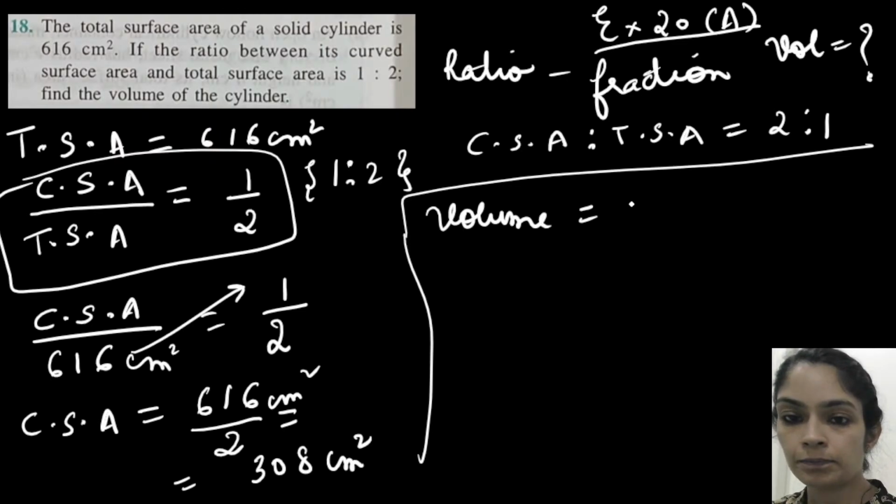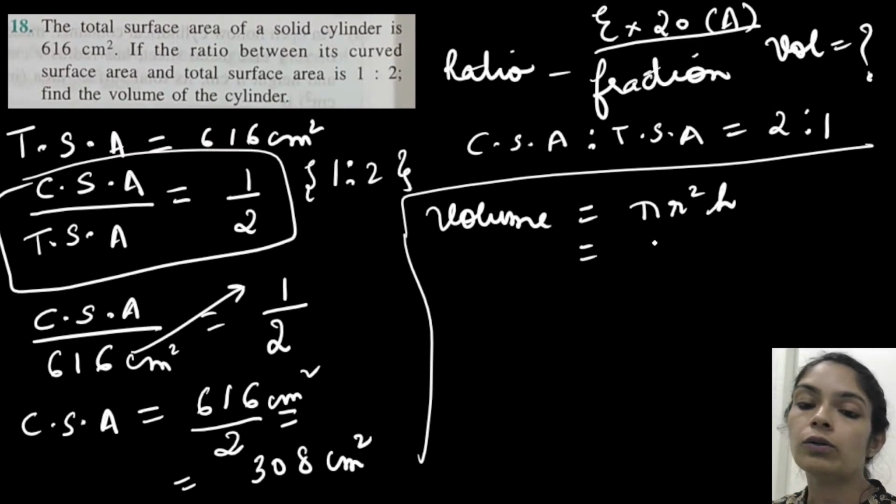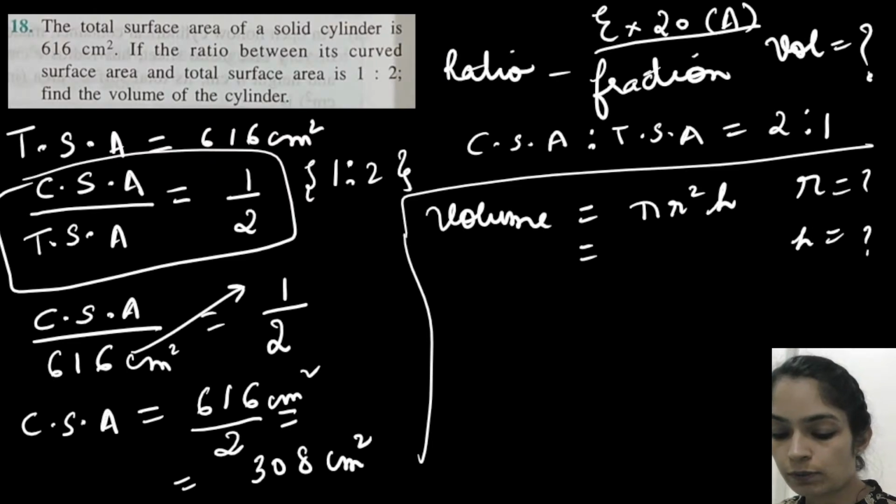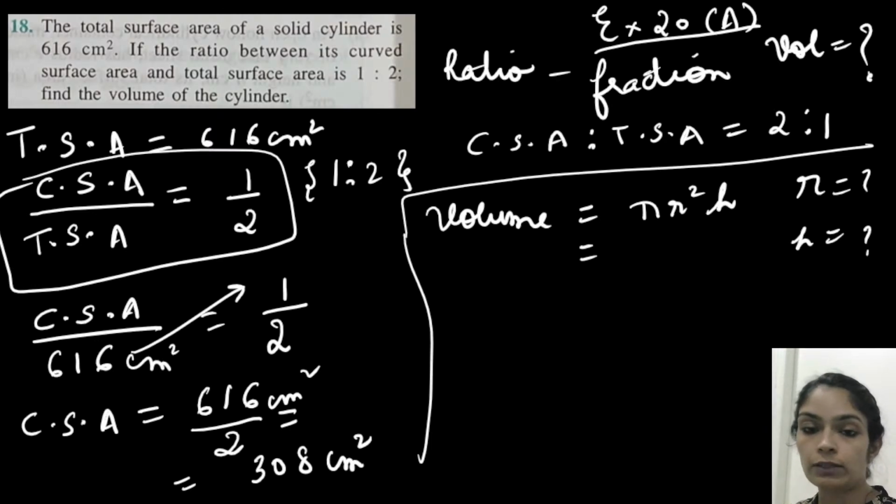Volume of cylinder, pi r square h. So if we want to find the volume, we should know r and we should know h also. These are the things we should know if we want to find the value of volume. So how can we find the value?